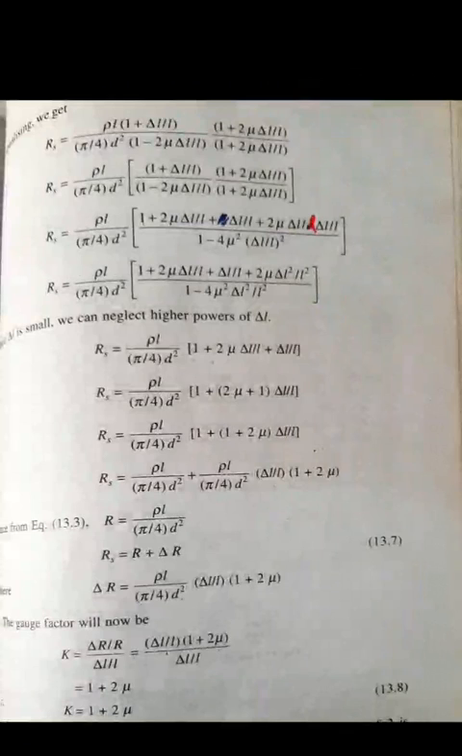This gives the gauge factor K is equal to 1 plus 2 mu. That is the overall description of the gauge factor.